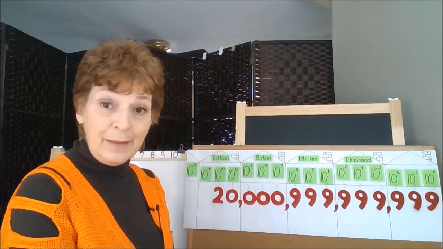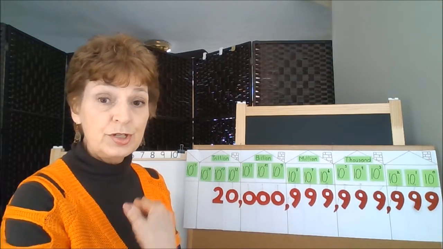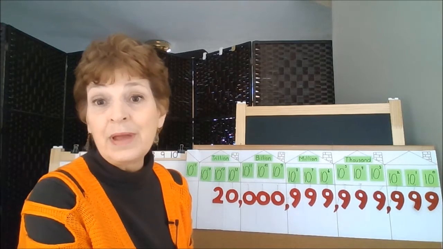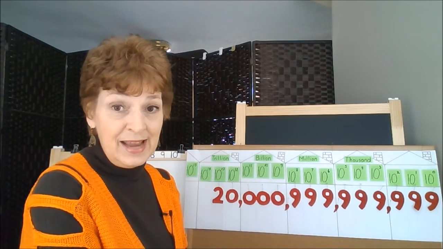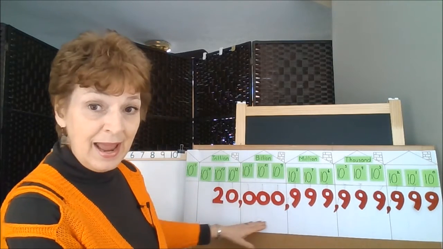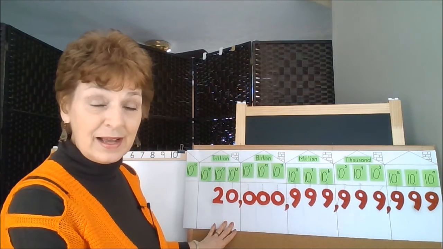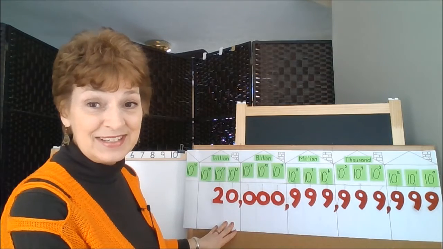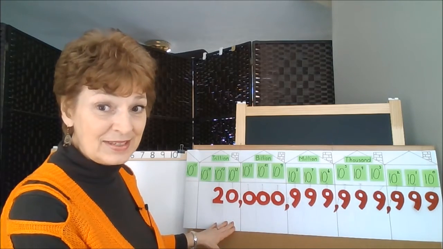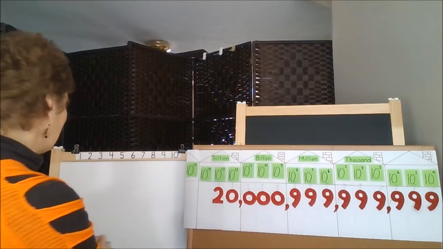Well, perhaps they're discussing distances from Earth to a distant planet, or maybe a distant solar system. Maybe they're talking about the number of cells in an animal's body. The number that I have on the board right now represents the national debt in the United States as of December of 2017. 20 trillion. Oh my gosh, that's a lot of zeros.